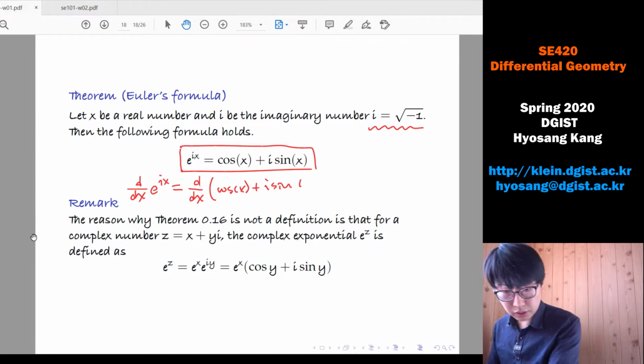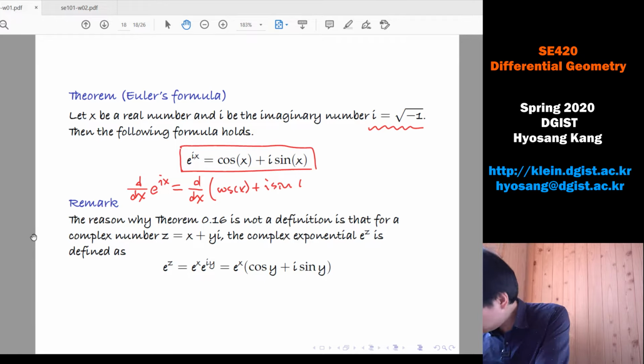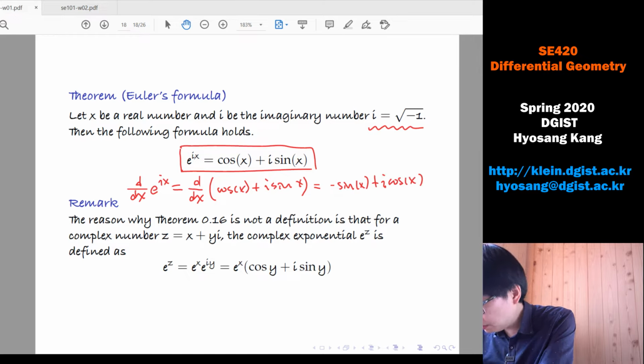I'll try to write without flipping it as much as possible. Okay, let's begin. So we're going to take a derivative of e to the ix in terms of x. So what happens is we get minus sine x plus i cosine x. So this is equal to i times cosine x plus i sine x. So basically this is equal to i e to the ix.